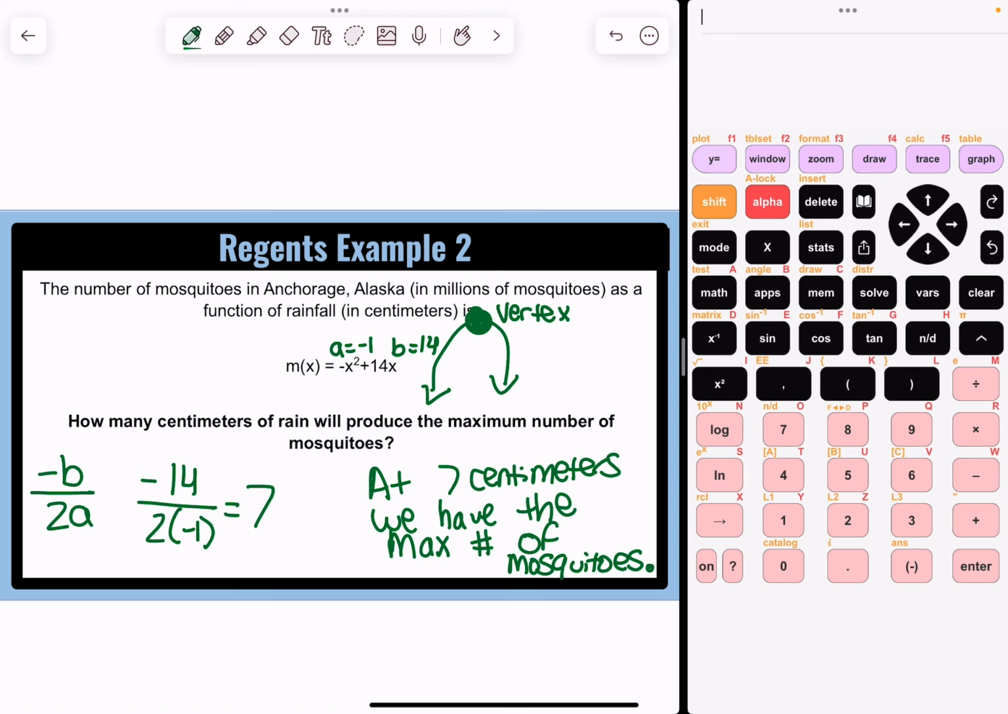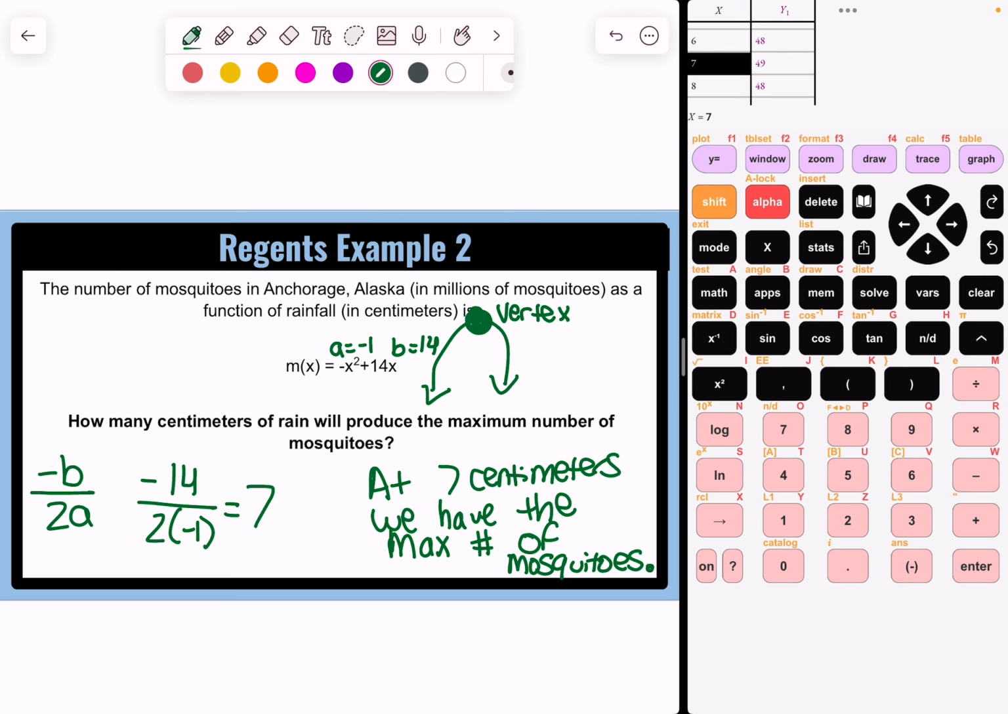Alrighty. And you could have also done this by just looking at the graph. Let's do this right now. I'm just typing it into my calculator. The picture is a little wonky, but let's go look at the table. I'm going to look and see it's going up, up, up, up, but then it starts coming down. So this is the point where it's the middle point, the vertex, 7 centimeters.